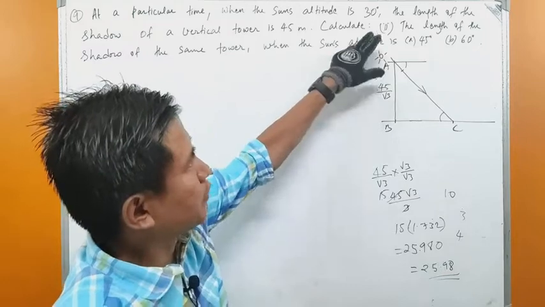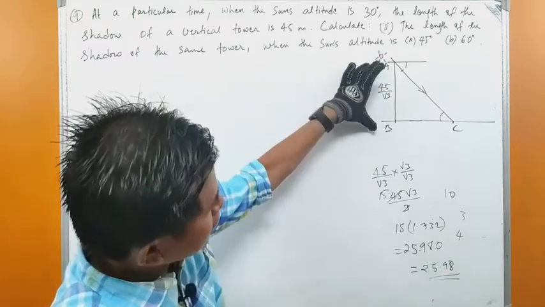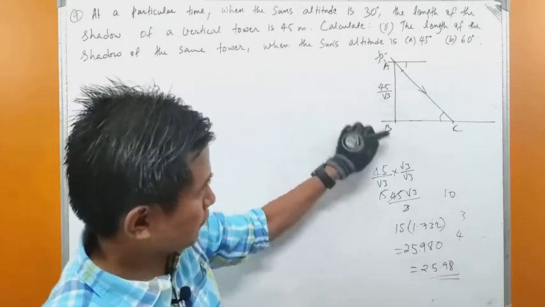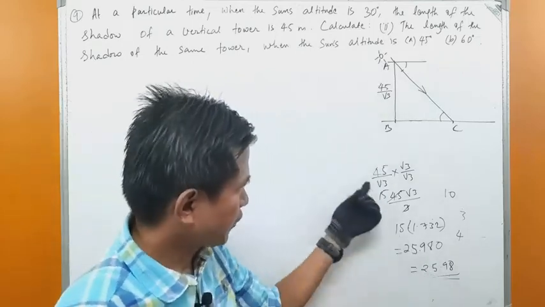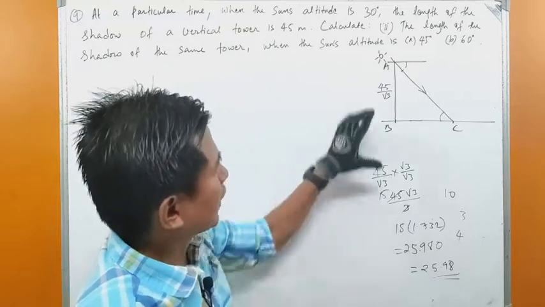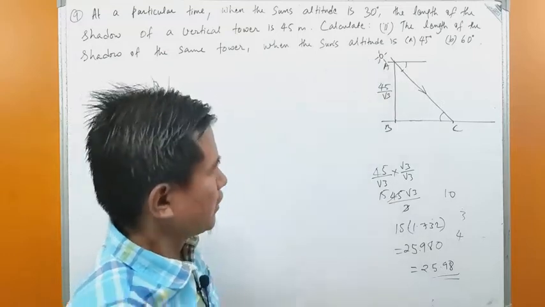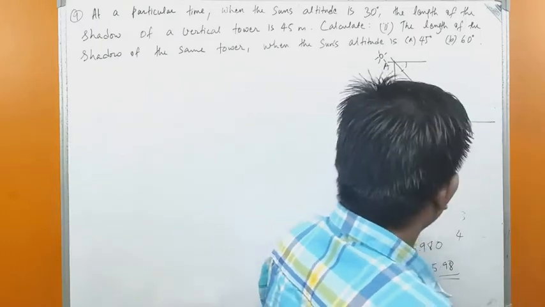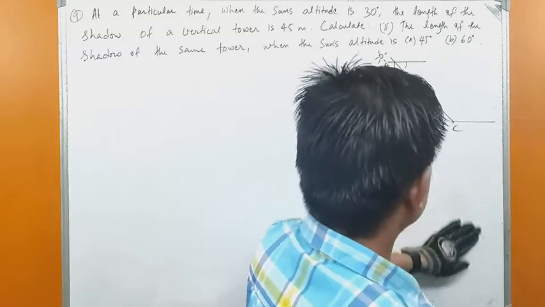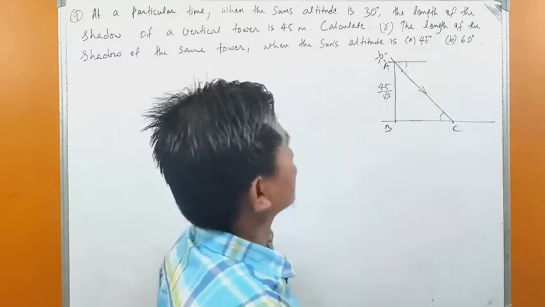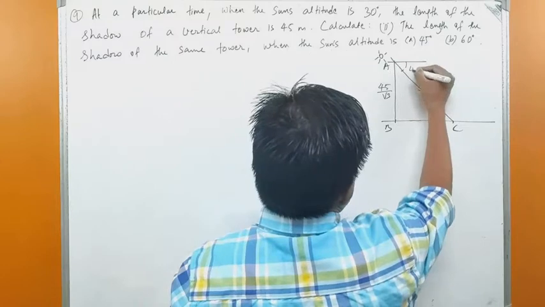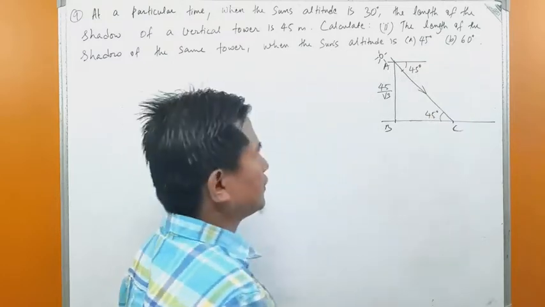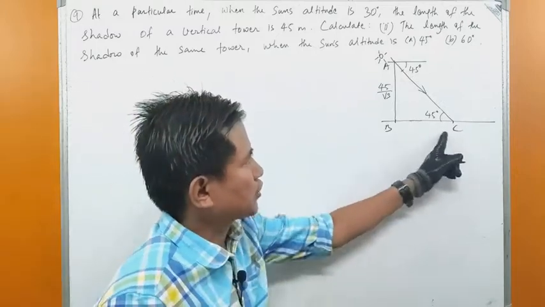In the first part of this question, height of the tower AB is 25.98. 25.98 means 45 by root 3. We found this 25.98 from 45 by root 3, isn't it? So height of the tower AB is 45 by root 3. So height of the tower is known to us, it is given to us, 45 by root 3. So we are asked to find the length of the shadow of this tower. When the sun's altitude is 45 degree, it means the angle of depression is 45 degree, which means the angle of elevation will also be 45 degree, isn't it? So in this case we are asked to find BC.